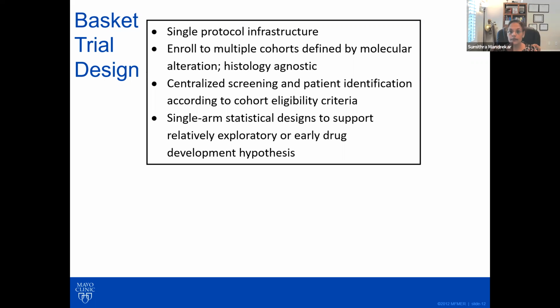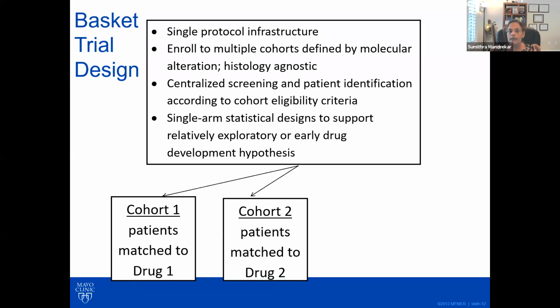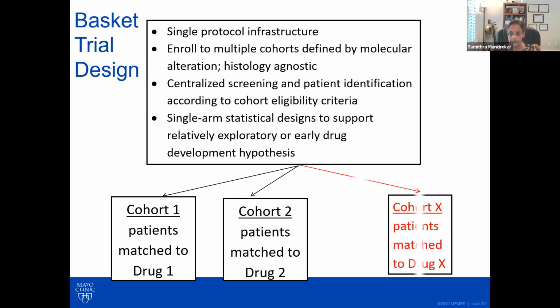So enroll multiple cohorts defined with a molecular alteration, create a single screening platform and patient identification, and then this is an early, let's see what's happening with this drug in this cohort of patients with this molecular alteration. So these were pretty much single-arm statistical designs to support exploratory or early drug development. So you create a number of cohorts underneath that. Now, if you think of it, philosophically, this sounds like the right thing to do. Even from a clinical standpoint, this probably is the right thing.